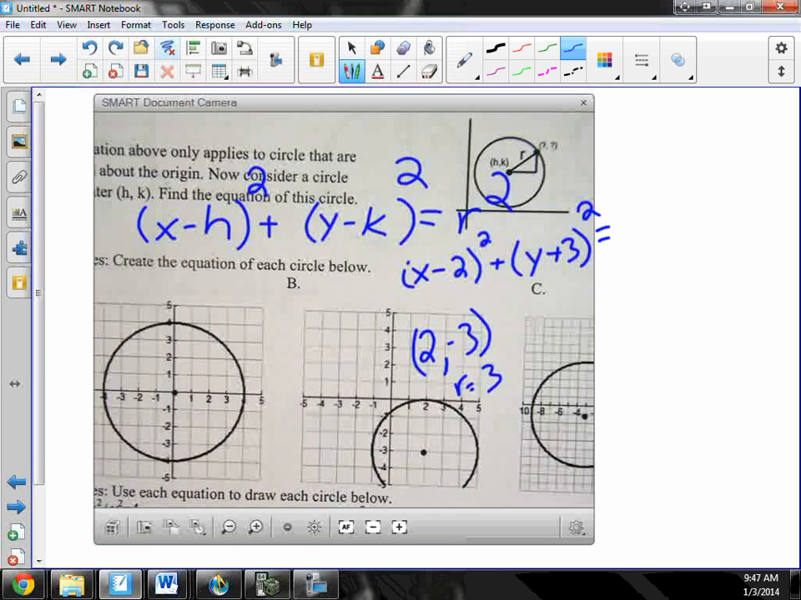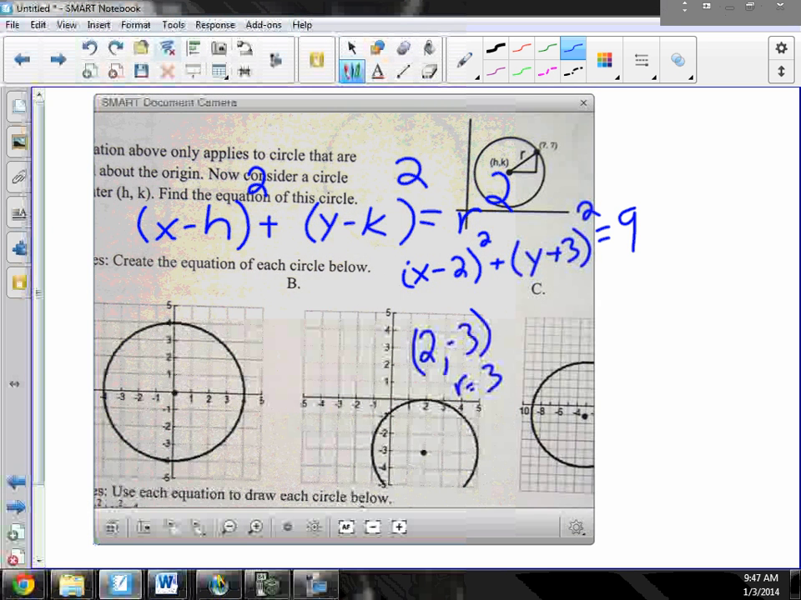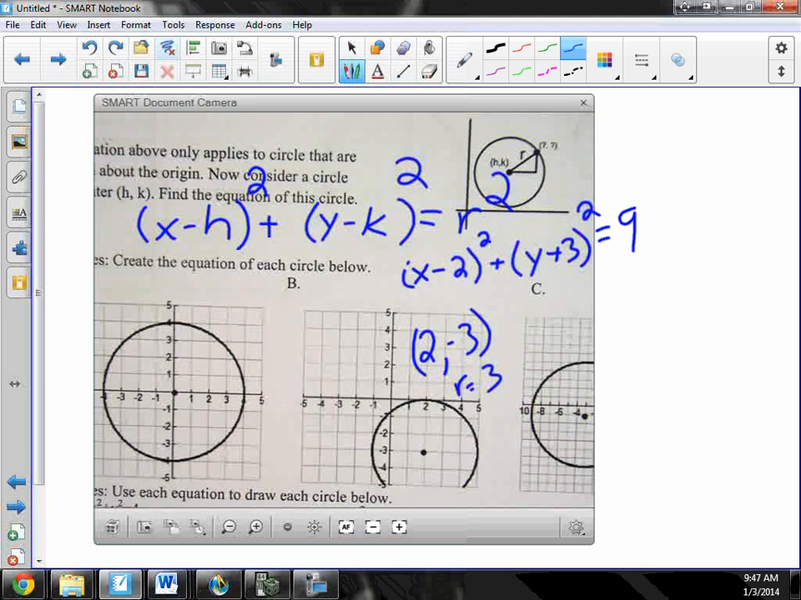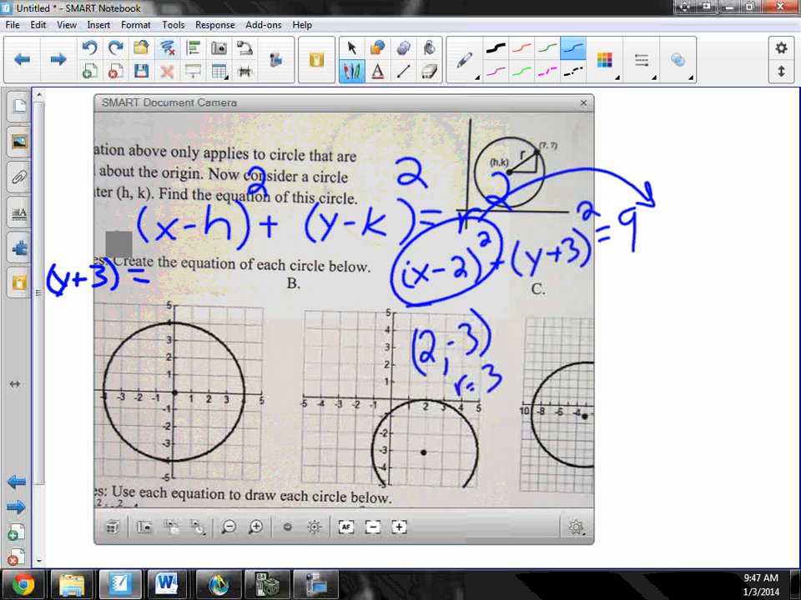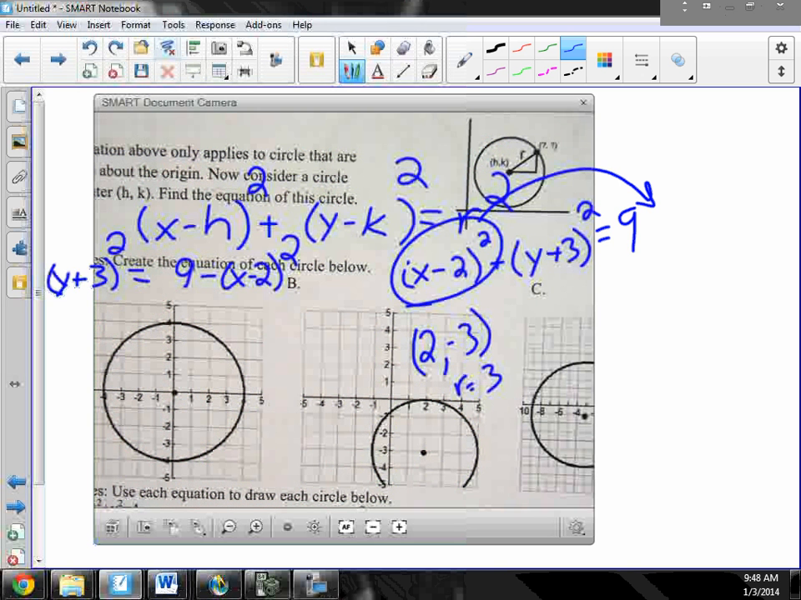Because it's a squared plus b squared equals c squared. So 3 squared is 9. All right. Now we need to solve this one for y. So I'm going to move x minus 2 to the other side. So I have y plus 3 to the second equals 9 minus x minus 2 squared. Everybody understand that? All I did was move the x portion to the other side using subtraction. What's my next step?